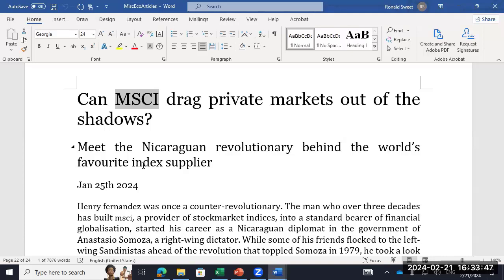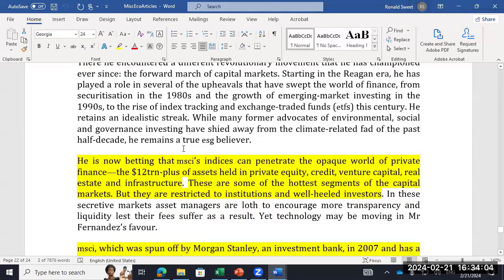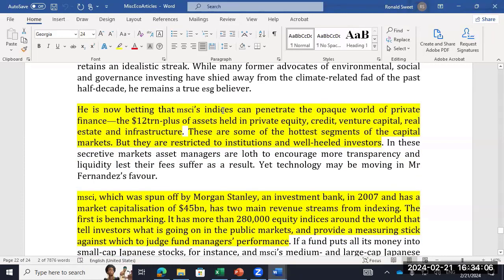Well, you sell your indices, like EFA. They develop EFA, and if you want to do a mutual fund that's based on EFA, you have to pay them money to do that. And so MSCI does that. And they're looking at trying to do a private market kind of ETF. So he's betting that MSCI's indices can penetrate the opaque world of private finance: private equity, 12 trillion plus in assets, private equity, private credit, private venture capital, real estate.